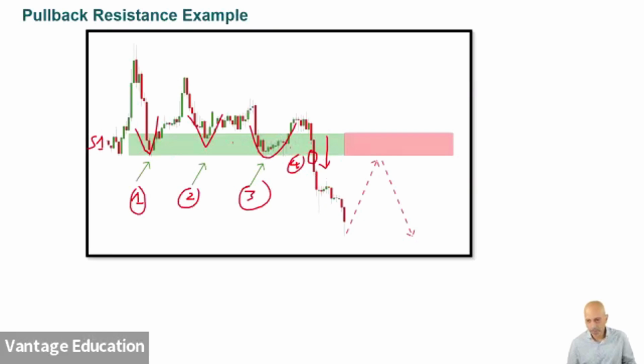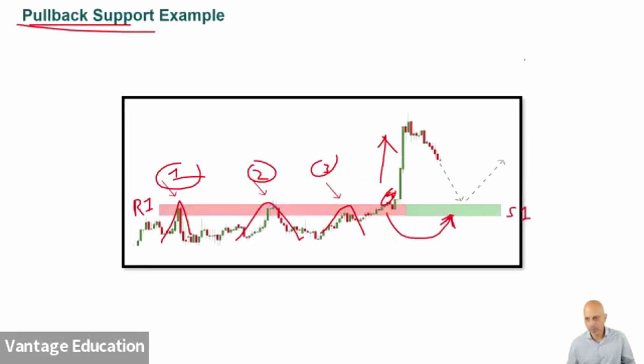So now this prior support area has the potential to act as resistance, and this resistance is labeled as a pullback resistance. We're expecting price to pull back towards the resistance barrier, probably stalling around this level before resuming the downtrend. So basically, it's the complete opposite, the 180 opposite of a pullback support.